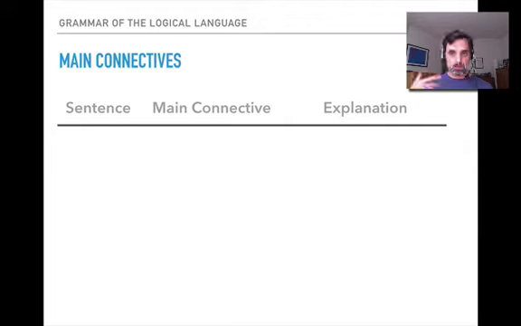In English, there are ambiguities because a given sentence can have multiple main connectives. That's what makes them ambiguous. So let's look at some examples first before I tell you what a main connective is, or give a general definition. So we have the sentence negation P.